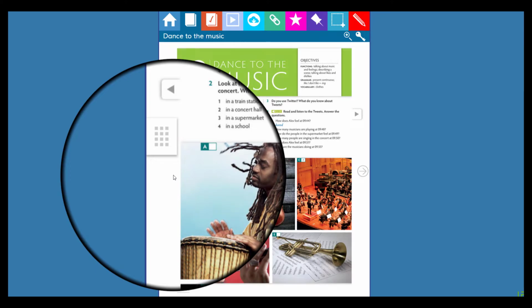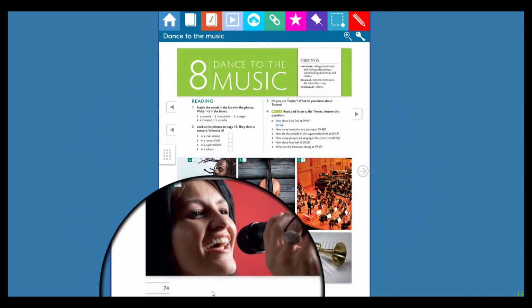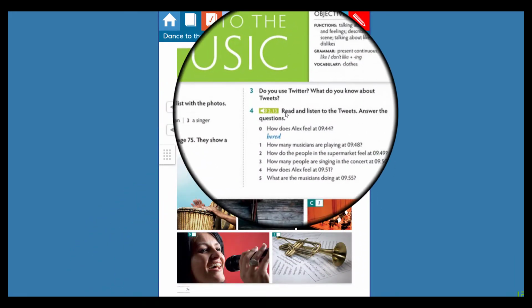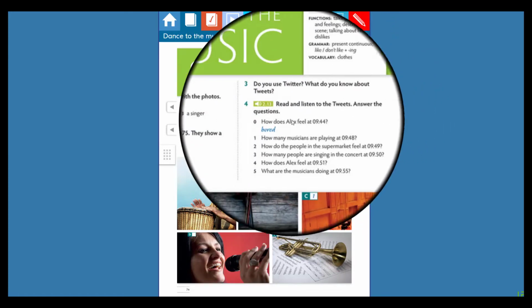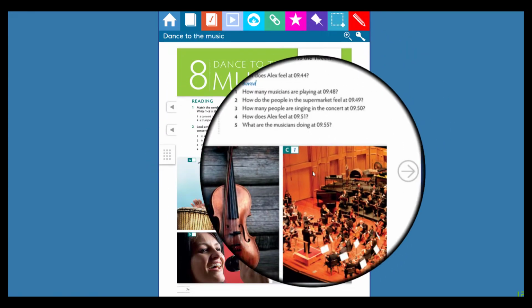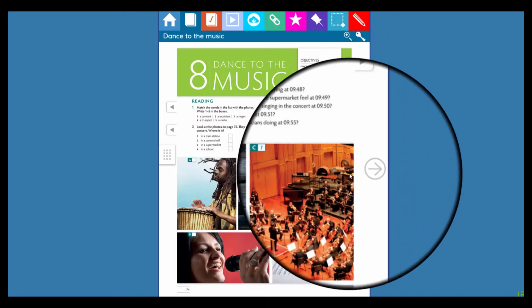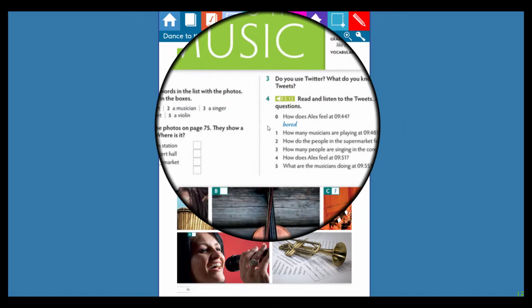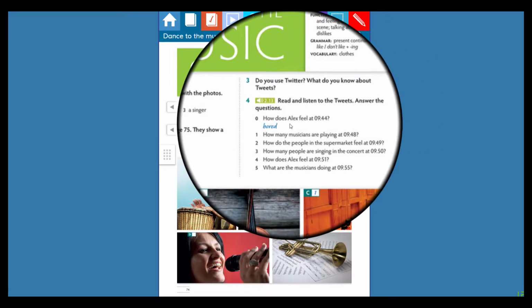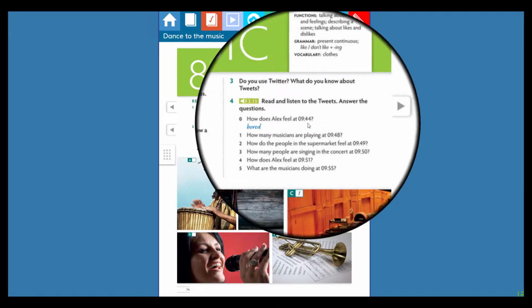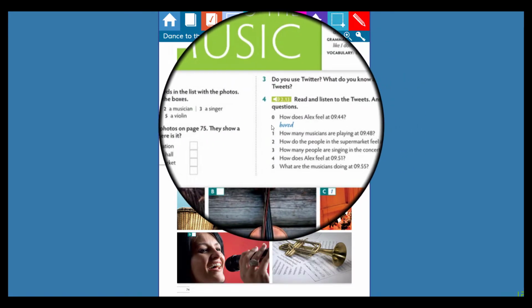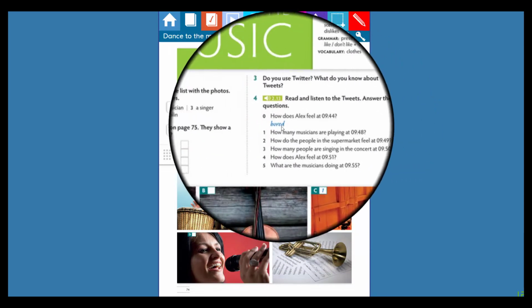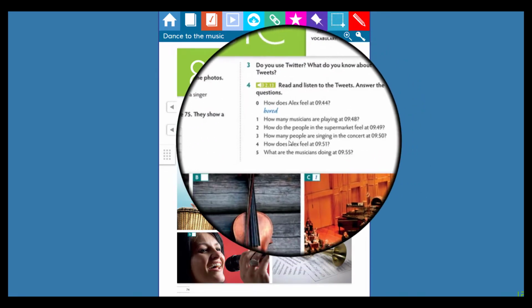Okay, so Alex described all the things that happened in the supermarket. So now please let's go back on page number 74, activity 4. Read and listen to the tweets. Answer the questions. Okay, so now you have to answer these questions about the text on page number 75. The example is number 0. How does Alex feel at 9:44? The answer is bored.